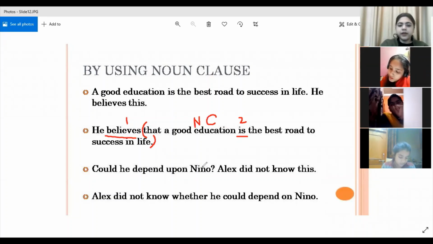Next: Could he depend upon Nino? Alex did not know this. Alex did not know whether he could depend on Nino. So "whether he could depend on Nino" is your noun clause, and your finite verbs, as you can see, are did and could. So we are getting a complex sentence.